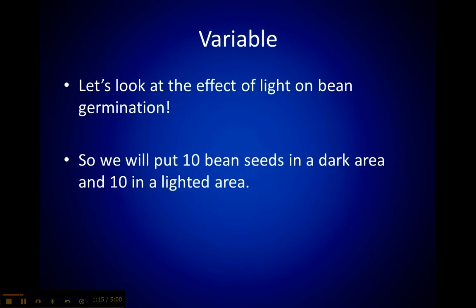First, we need to look at the variables. Now, we could take a number of different variables. We'll look at light this time and look at the effect of light on bean germination. So we're going to put 10 beans in the dark and 10 beans in the light, and we're going to see what happens during that time.